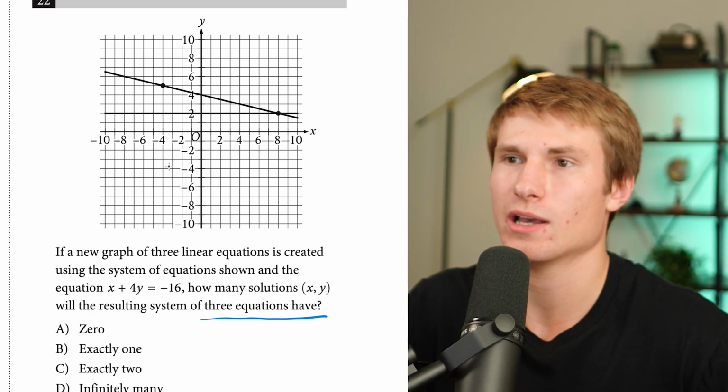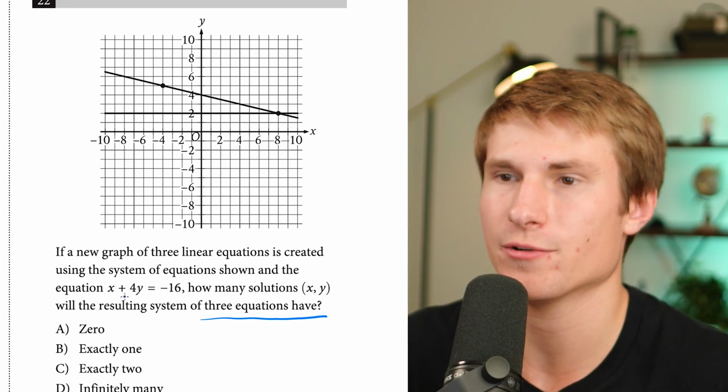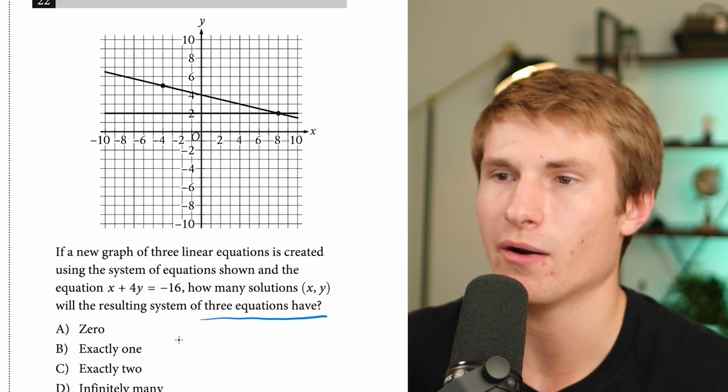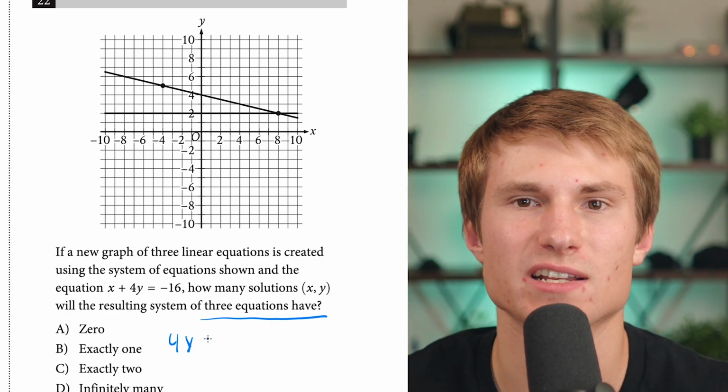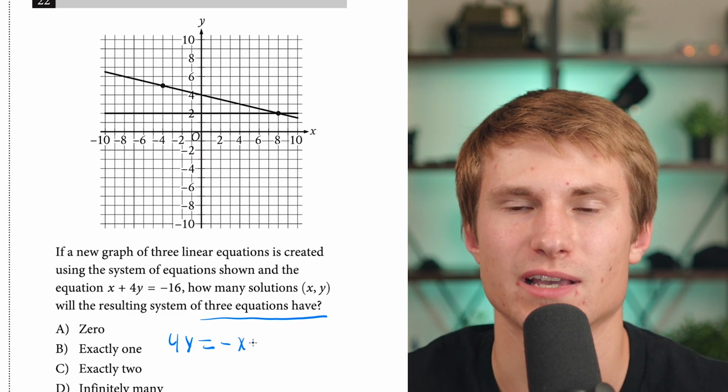Well, let's start by going ahead and plotting this third equation. So we see we have x plus 4y equals negative 16. Now I'm going to go ahead and convert that into slope-intercept form so it's easier to graph. So what I'll do is I'll start by subtracting x from both sides. That'll give me 4y equals negative x minus 16.